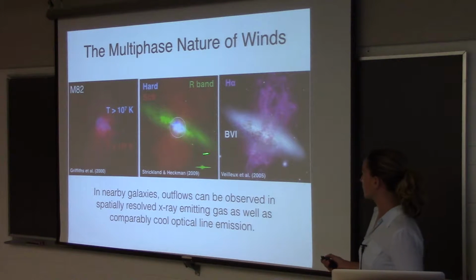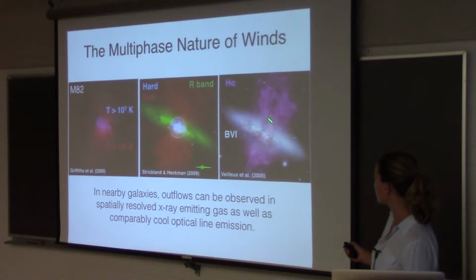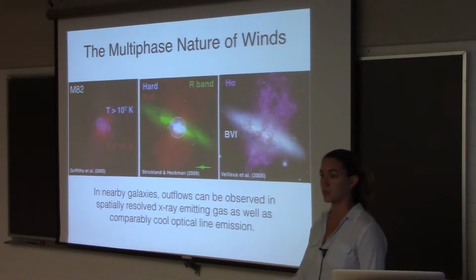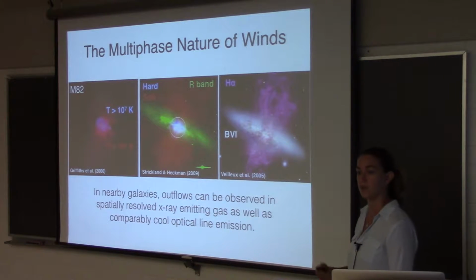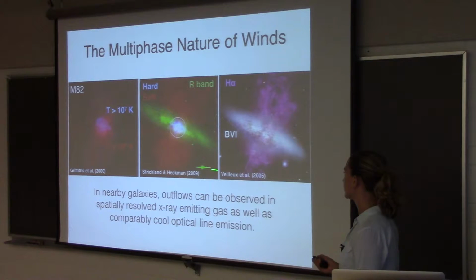And in M82, we also have optical images. So here the purple is tracing the H-alpha line emission. So that's comparably cooler gas, maybe around 10 to the 4 Kelvin. And these are coexisting in this same system.